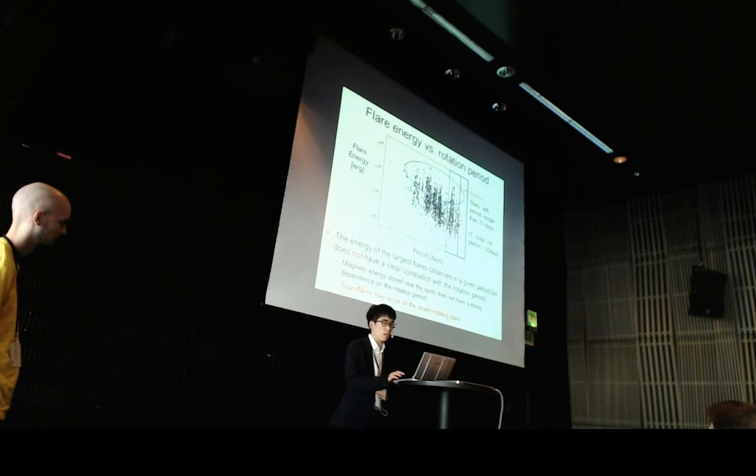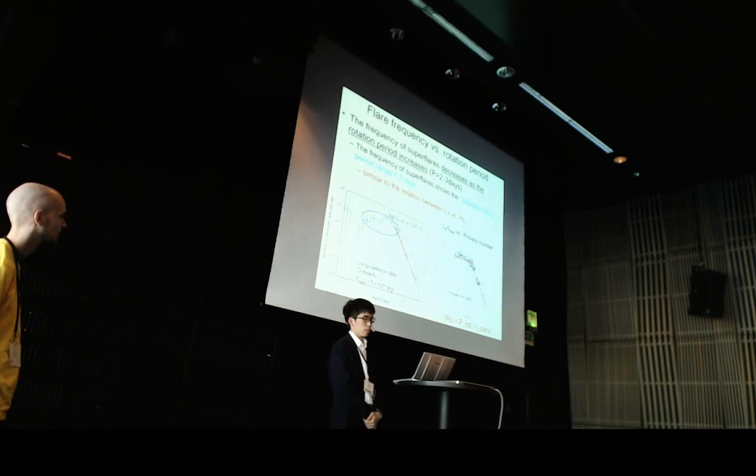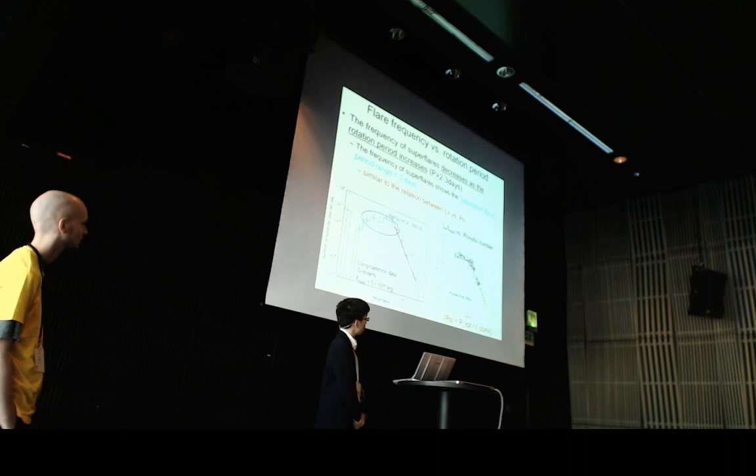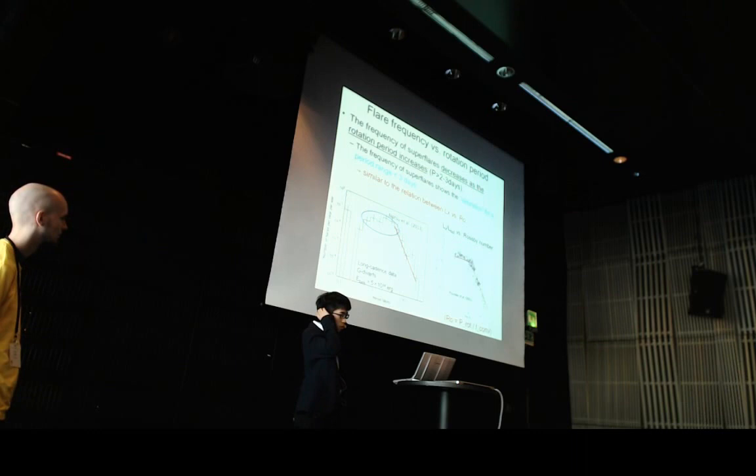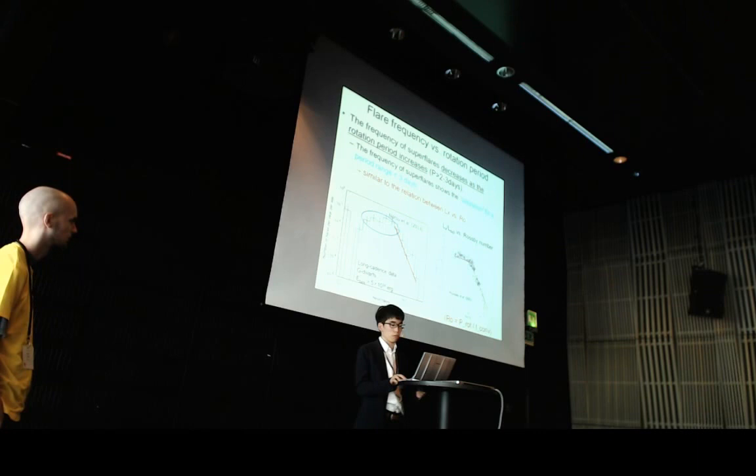But what is the correlation with rotation? The answer is the flare frequency. The flare frequency of superflare stars decreases as the rotation period increases. And as also mentioned in James' talk, we can also see saturation for periods shorter than 3 days. These tendencies are similar to the well-known relation between X-ray luminosity and stellar rotation. So flare frequency has a correlation with rotation period.